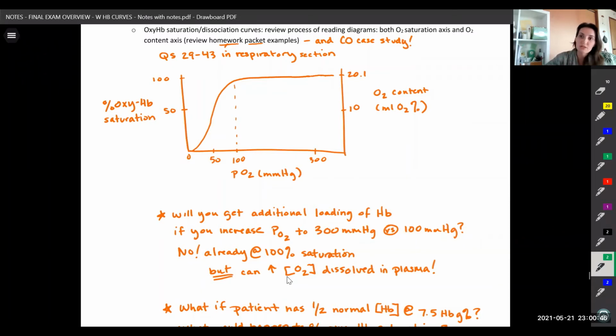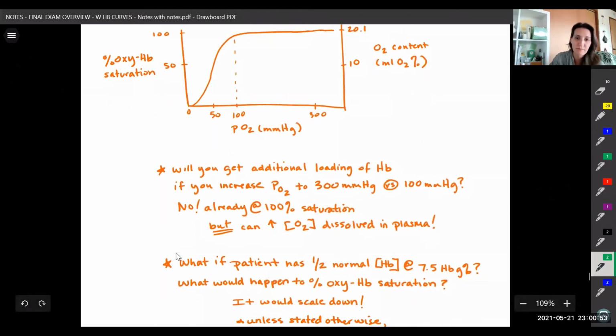So these were a few multiple choice questions that were specified on the homework packet. Take a look at them there.